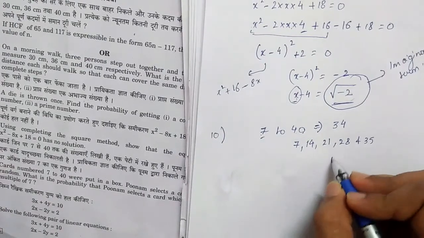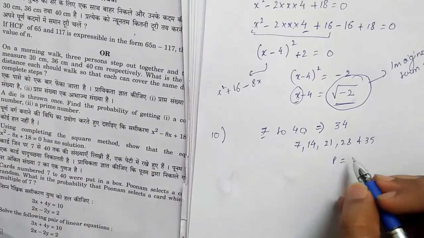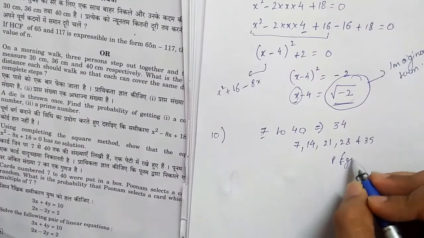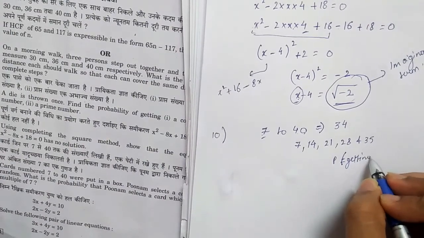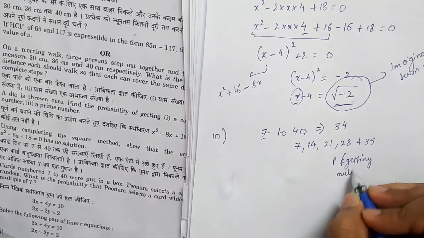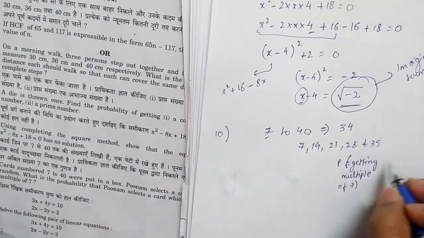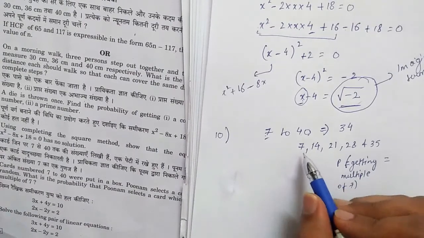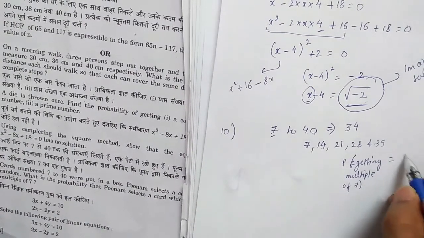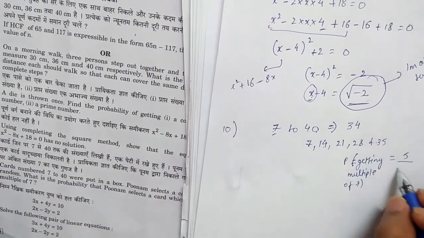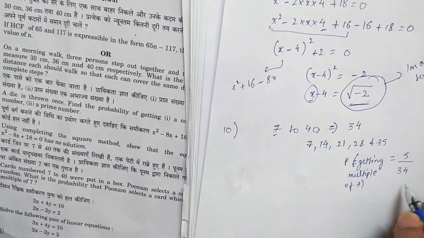So the probability of getting a multiple of 7 will be, so there are 1, 2, 3, 4, 5 numbers out of 34, so the probability is 5 by 34.